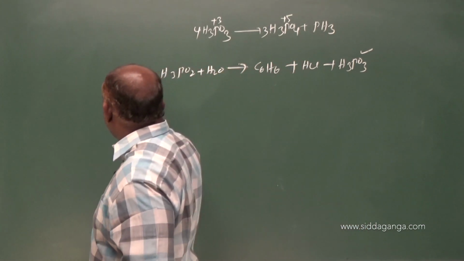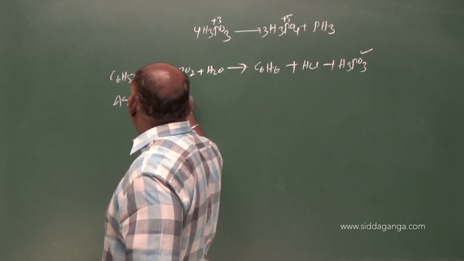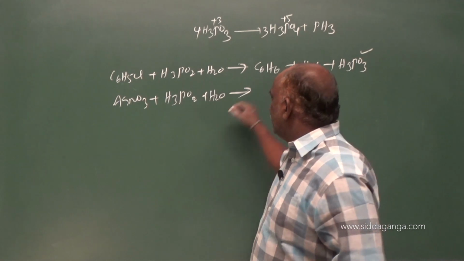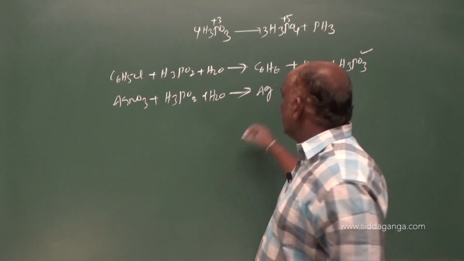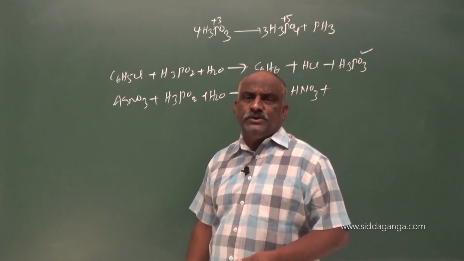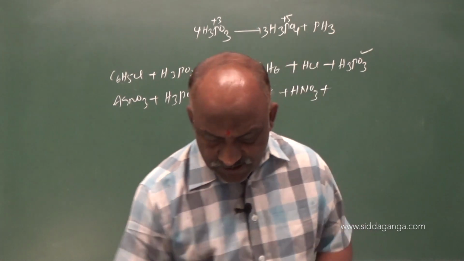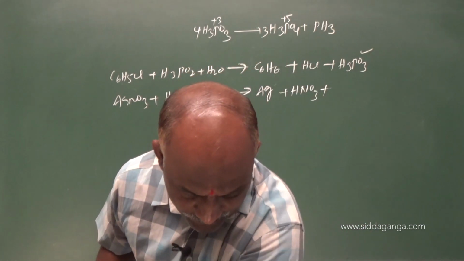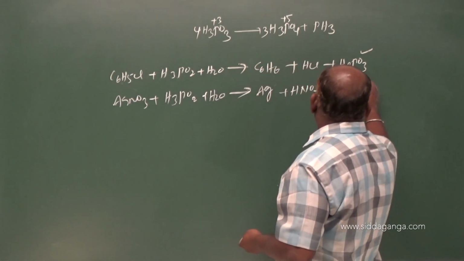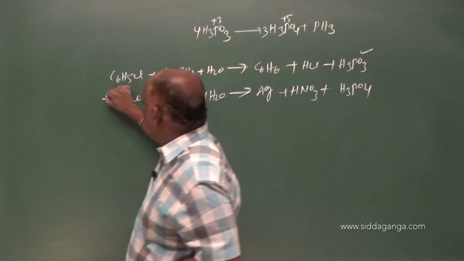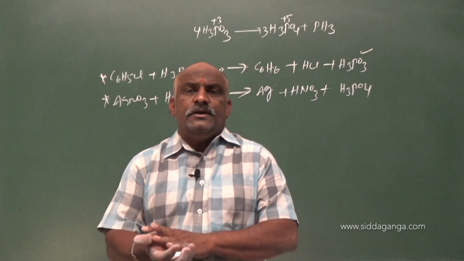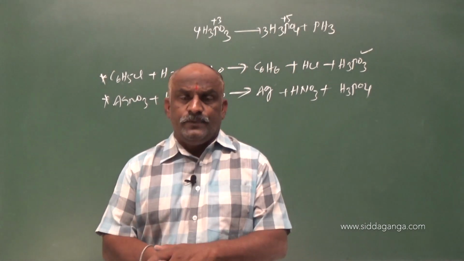Suppose silver nitrate, AgNO3, is there, you add H3PO2. Then silver nitrate reduces to what? Silver, and formation of HNO3. In this example H3PO2 is converted into H3PO4. So these two reactions are evidence for H3PO2 being a reducing agent.